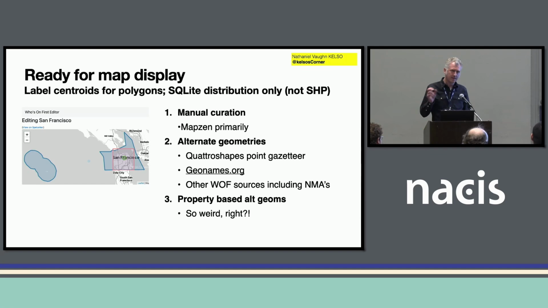Usually you want to label it in the downtown area, maybe City Hall. So there's a lot of different alternate geometries to parse through. So part of this work is understanding when to use area type and when to use point type and where that point should be.